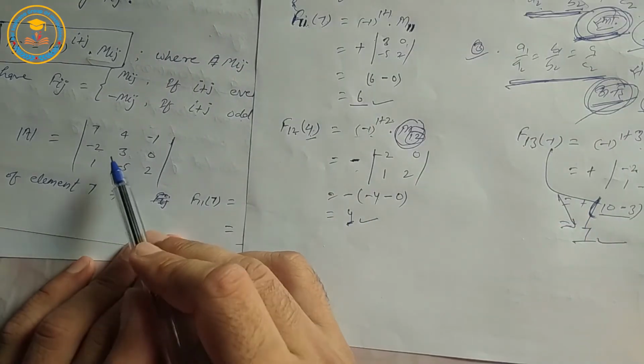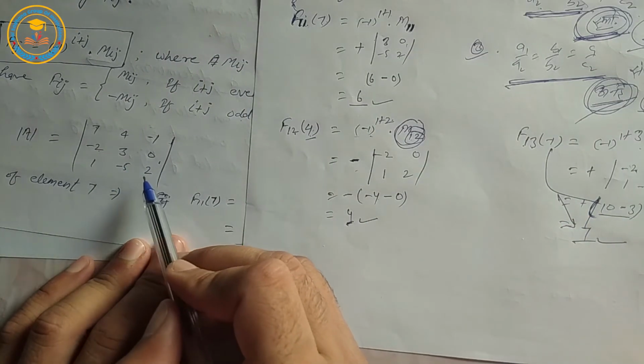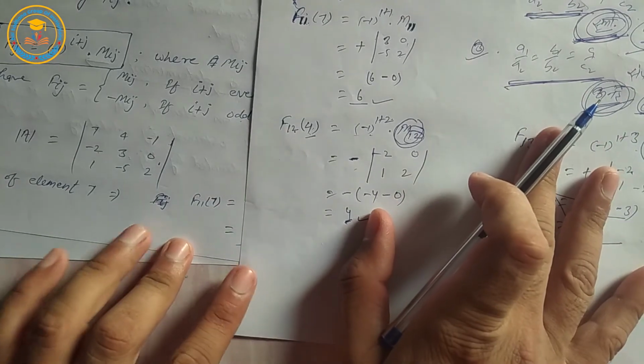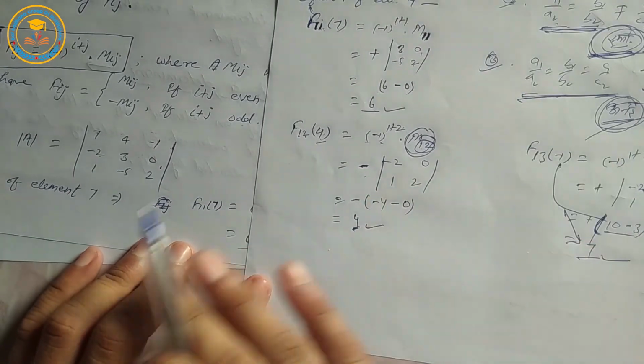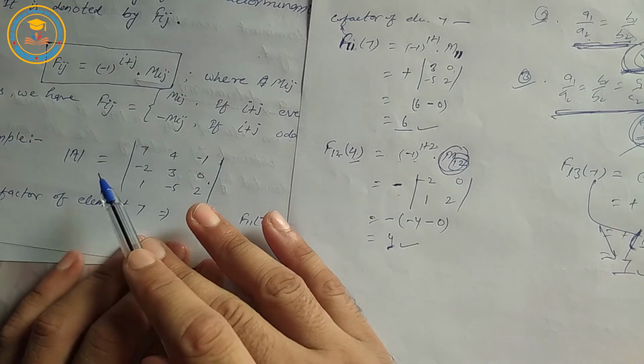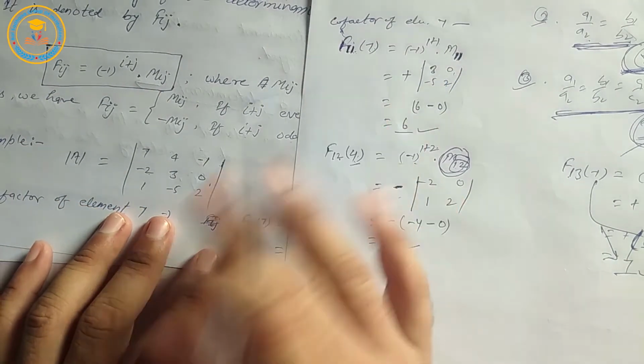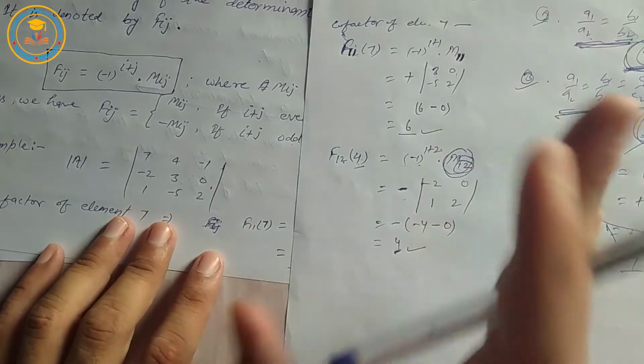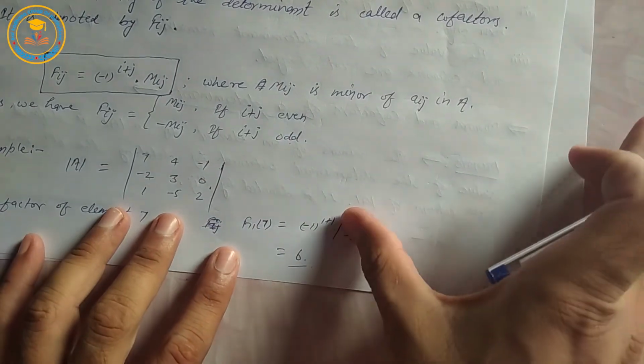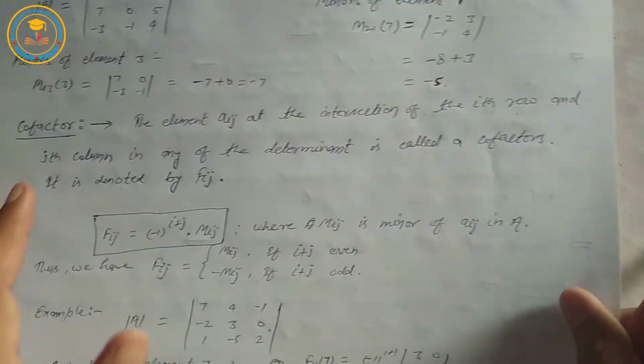Similarly for the remaining elements. The number of elements in determinant A is 9 and the number of cofactors in determinant A is also 9. Topic complete.